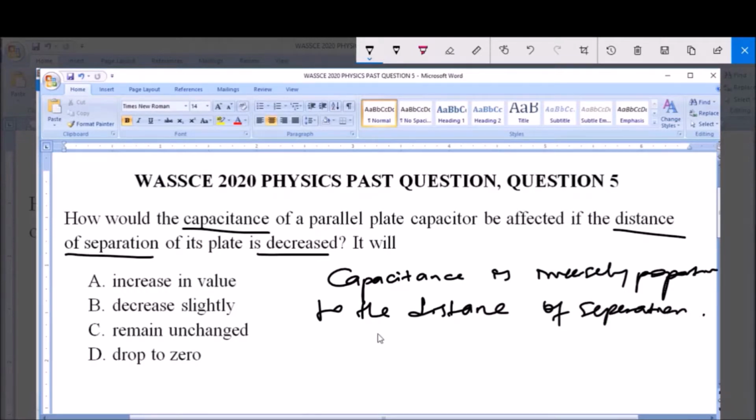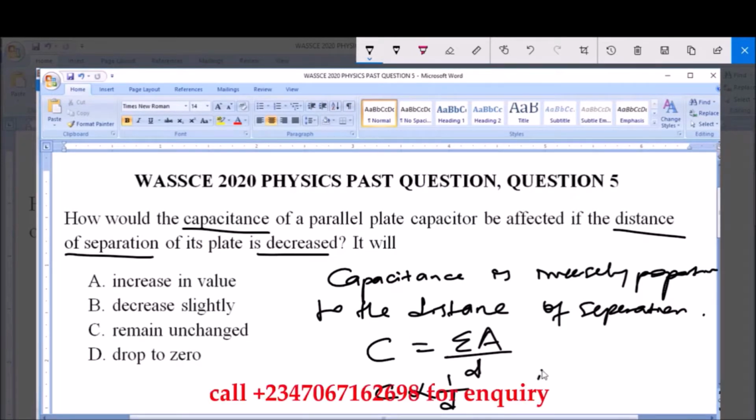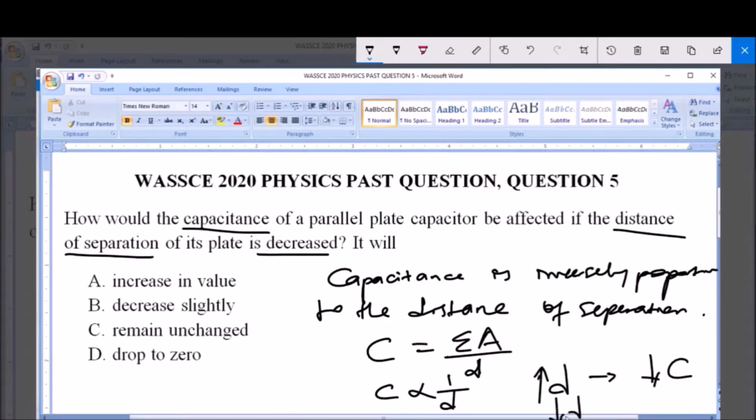This can be seen in the relation where capacitance C is equal to a constant multiplied by the area all over the distance of separation. You see that this capacitance is inversely proportional to the distance of separation between the plates. Because of this inverse proportion, when there is an increase in the distance of separation, you have a decrease in capacitance. But when there is a decrease in distance between the plates, there will be an increase in the capacitance. So when the distance of separation is decreased, the capacitance will increase, and this is option A. It will increase in value.